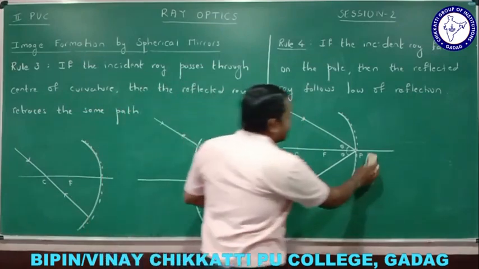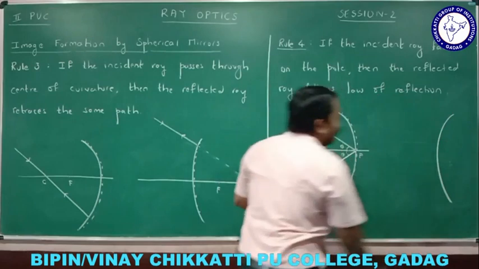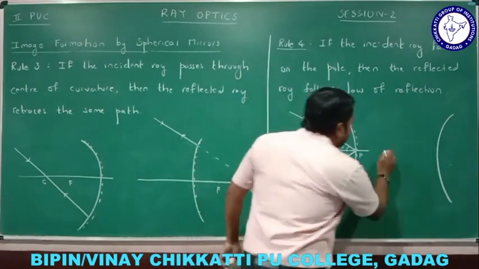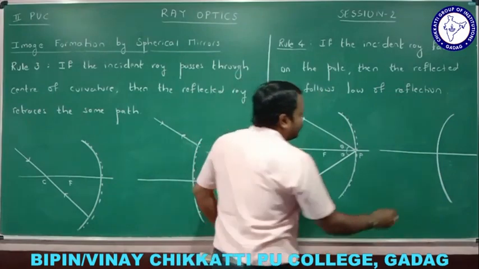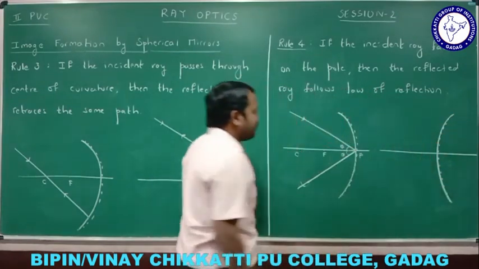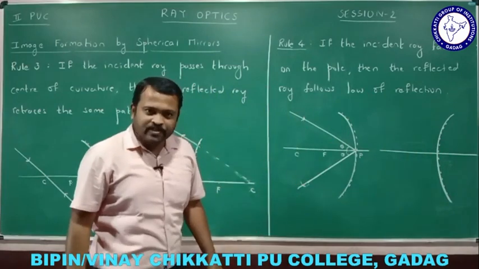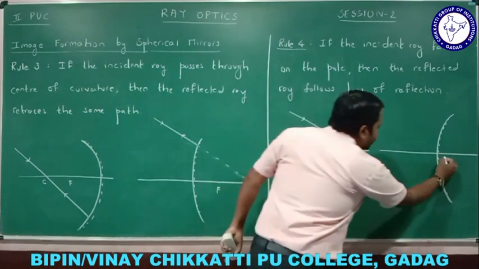Okay, let me go with the second mirror, that is the convex mirror. This is the convex mirror. This is the principal axis, and this is the pole. We know that the reflecting surface is outside the curve here. The reflecting surface is outside the curve.